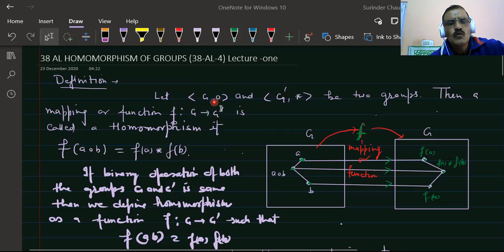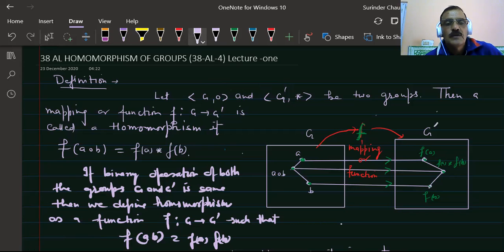let G with binary operation O and G dash with binary operation star be two groups. Then a mapping or a function f from G to G dash is called a homomorphism if f of a composite with b is equal to f of a composite with f of b, for all a, b in G. This is the composition in the image set G dash.